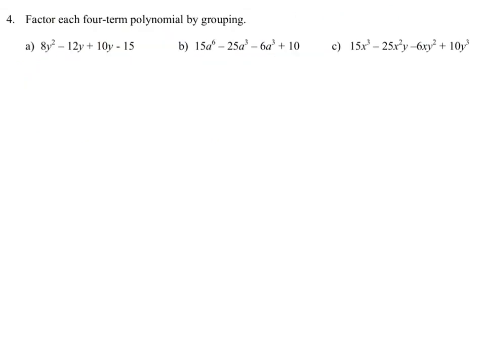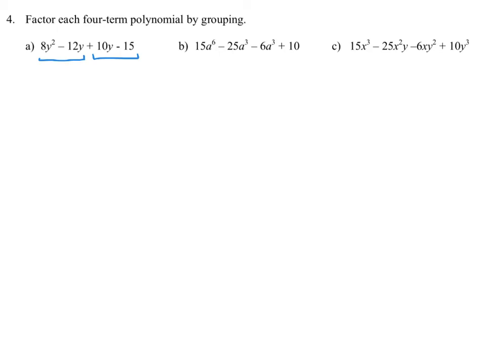Now we're going to do a method called factoring by grouping. We're going to factor each 4-term polynomial by grouping. Typically, when you're faced with a polynomial factoring problem that has 4 terms, this is one approach you may want to start with, the factoring by grouping method. We're going to group these polynomials with the first 2 and the last 2 terms grouped separately, and then find the greatest common factor for each of those groups.